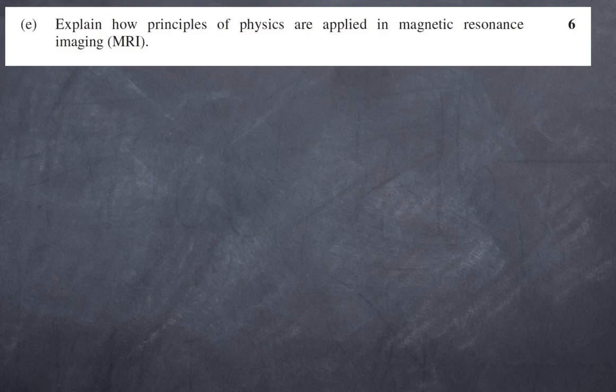And finally, we come to the last question in the elective, part E. Explain how principles of physics are applied in magnetic resonance imaging. Before we look at the question, I make a couple of comments.